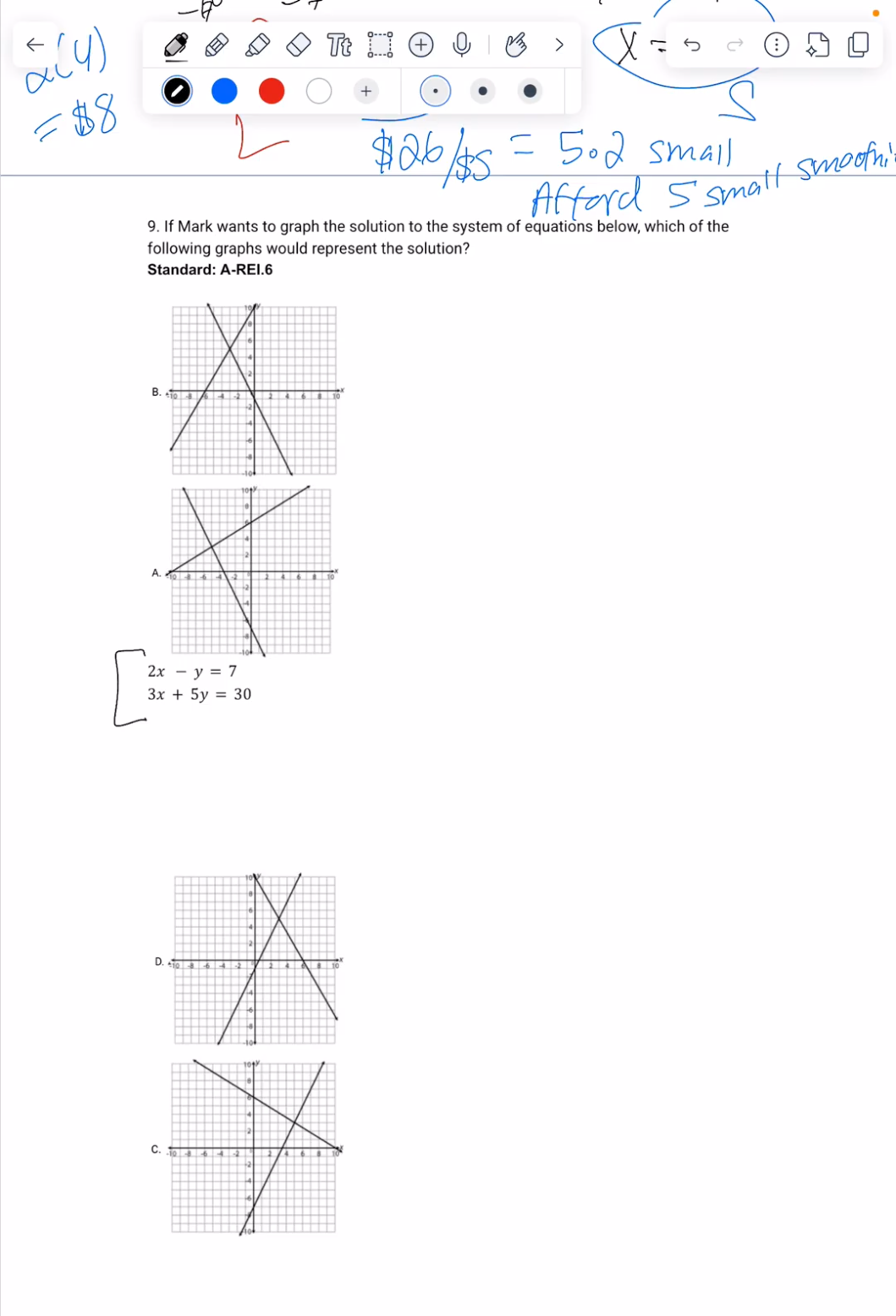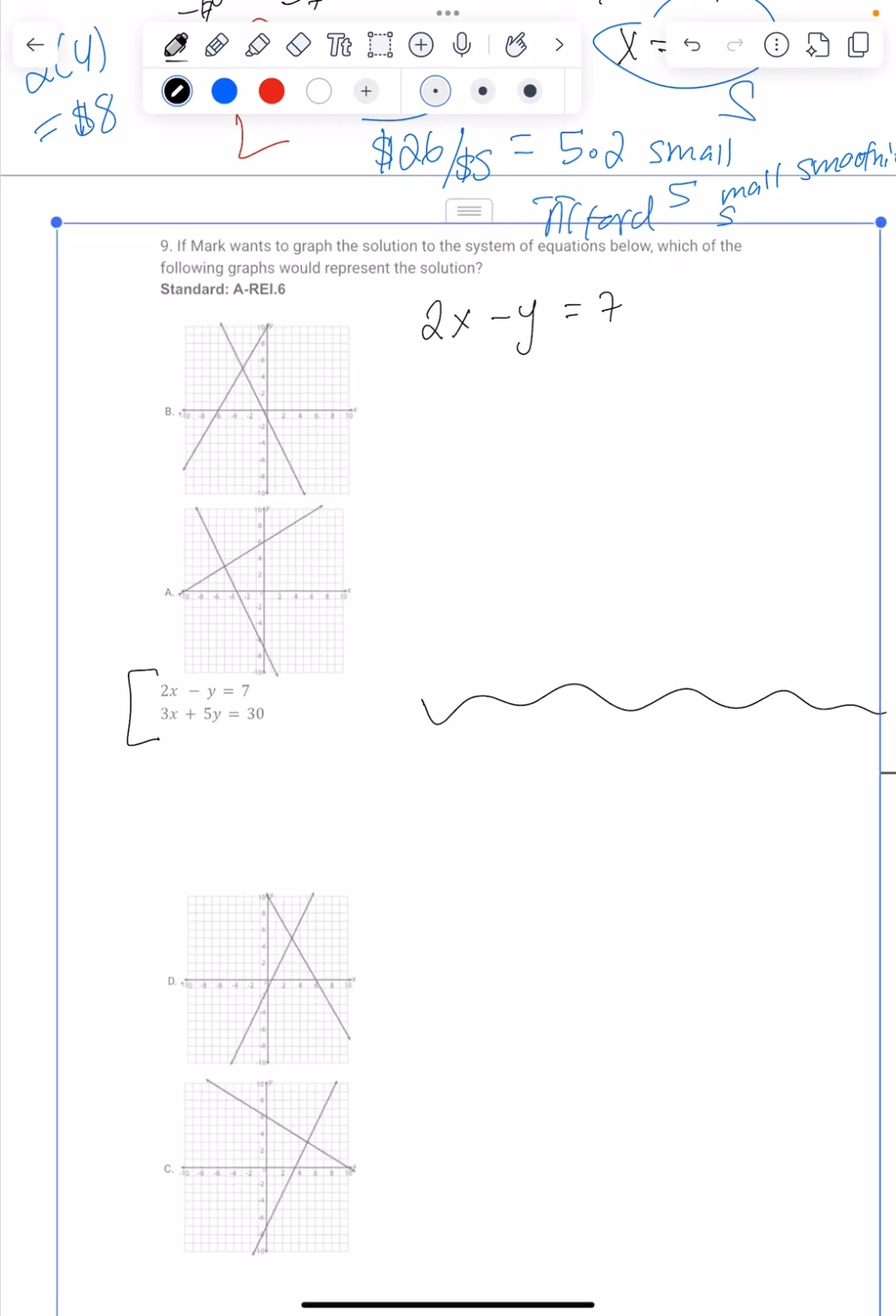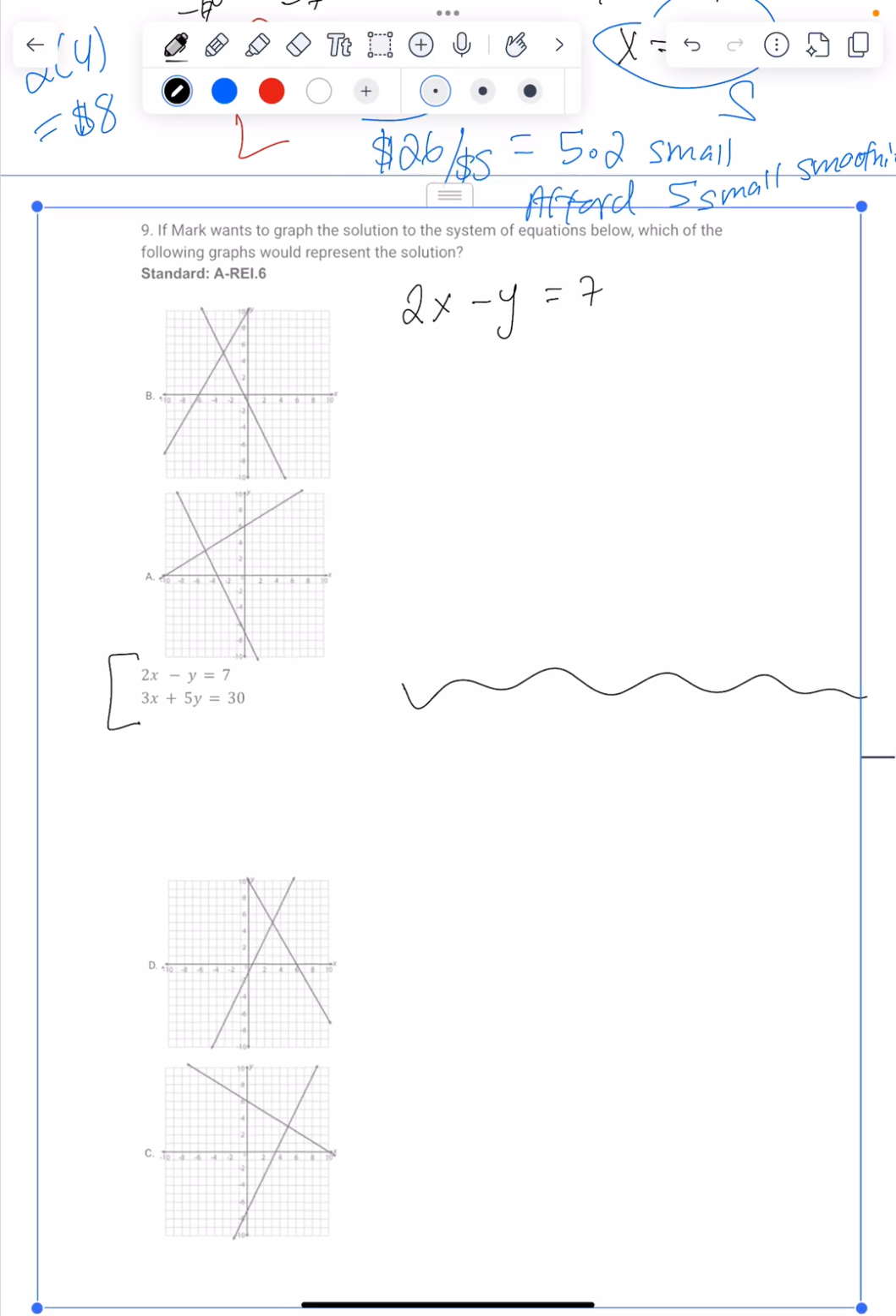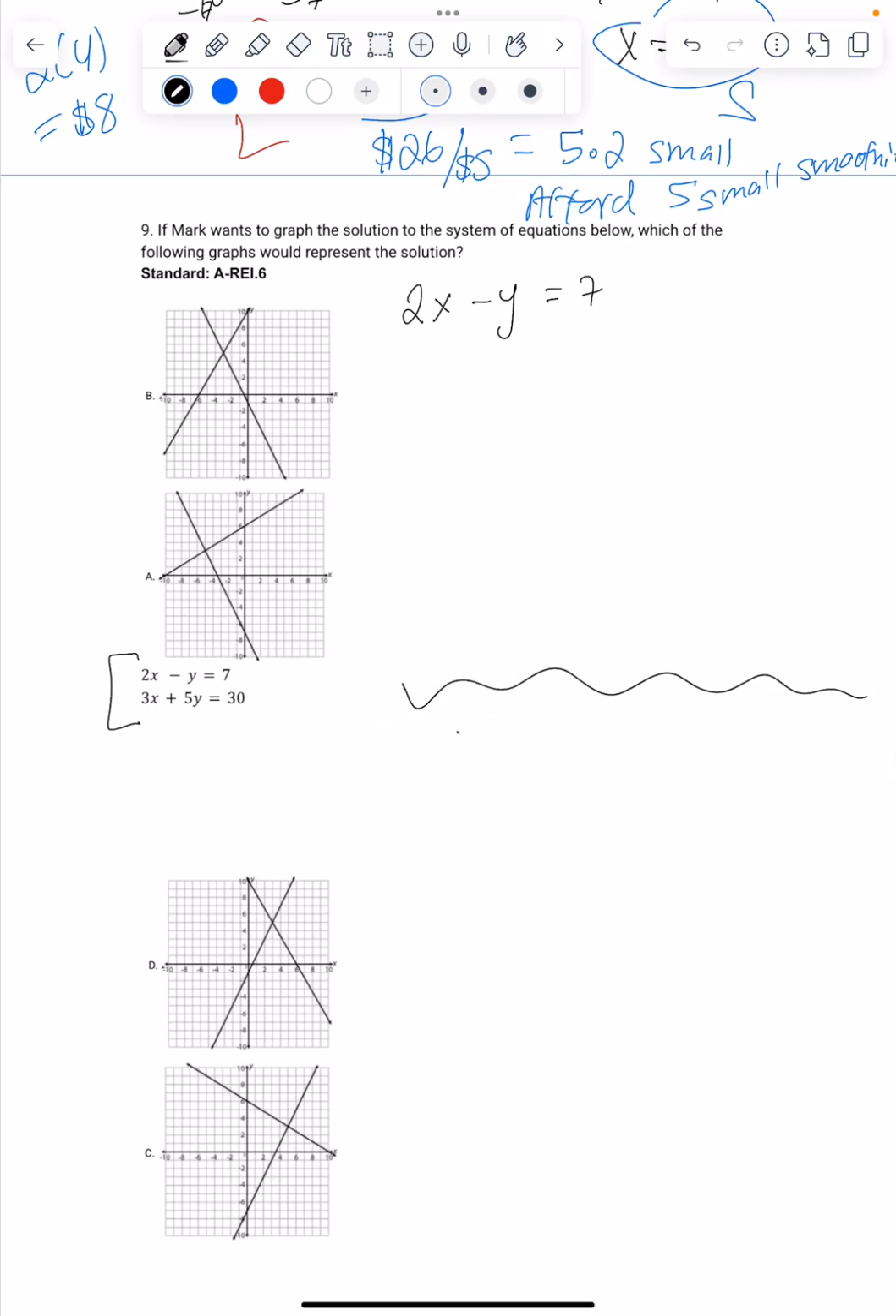In this case, I could see that the system's already set up in standard form. So I'm actually going to divide both of these equations into two parts. And so I'll have 3x plus 5y is equal to 30 over here. And then I have to think about two things. Since it's in standard form, I would take the approach of finding the x and y intercepts of both and identifying which of these graphs would identify the system.